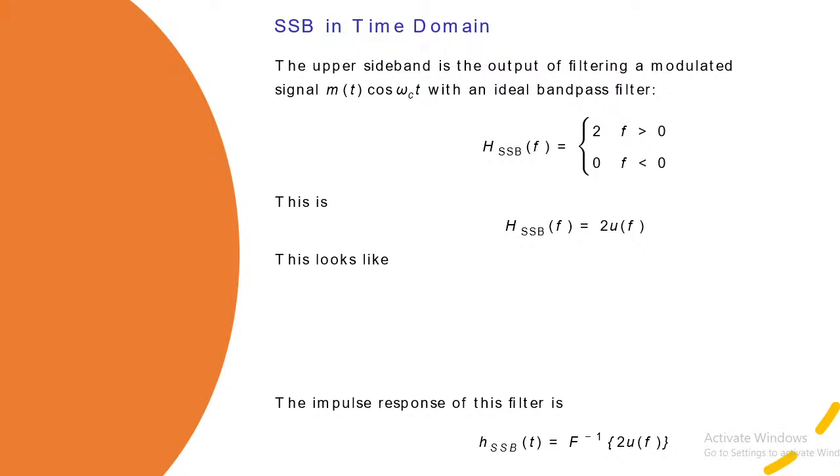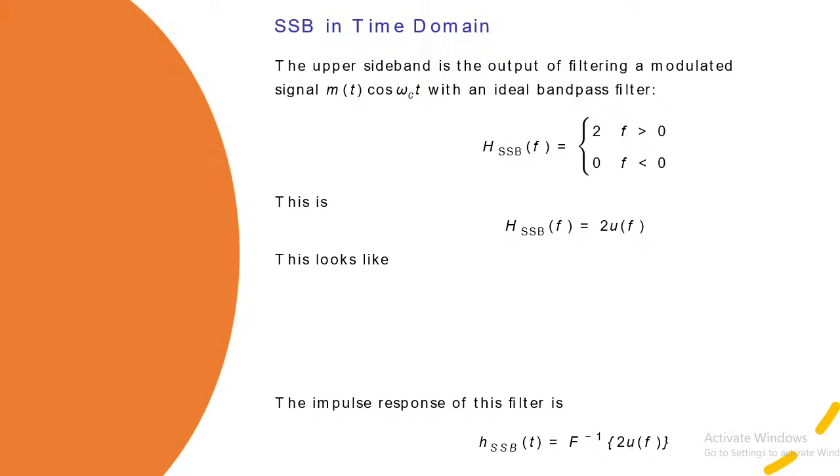The upper sideband is the output of filtering a modulated signal m(t) cos omega_c t with an ideal bandpass filter. That is what we have done. We pass that through the ideal bandpass filter, so H_SSB will be 2 if f is greater than 0, and 0 if f is less than 0. Based on that, you can say H_SSB is equal to 2 times U(f). The first equation and the second are equal because U is the unit step function. It is 0 below f equal to 0, and 1 above f equal to 0.